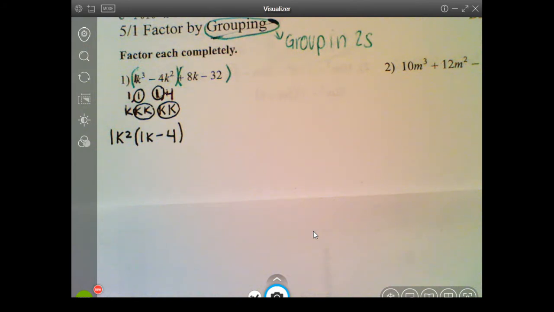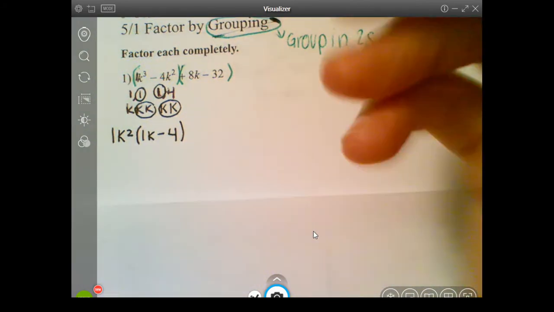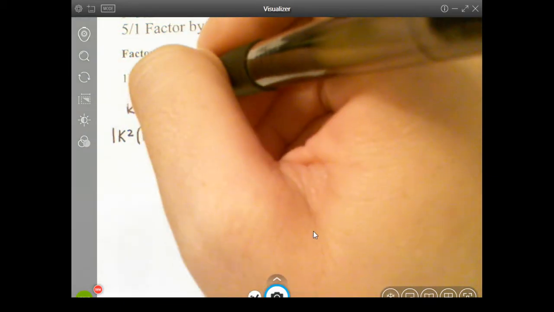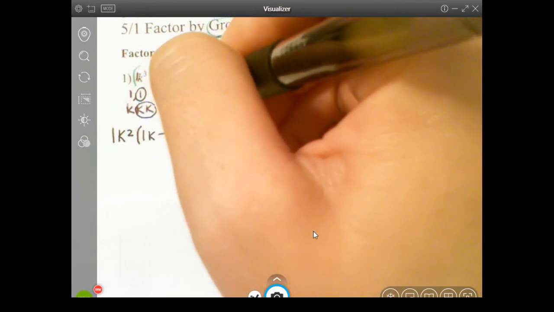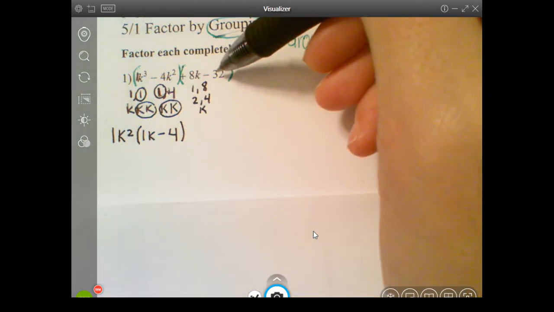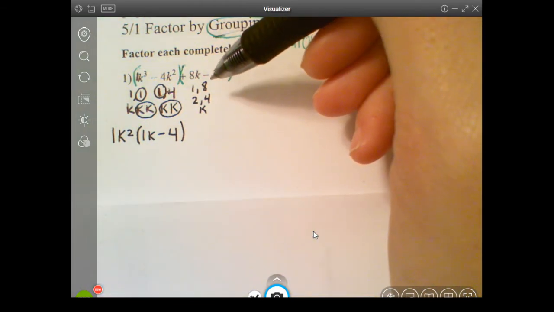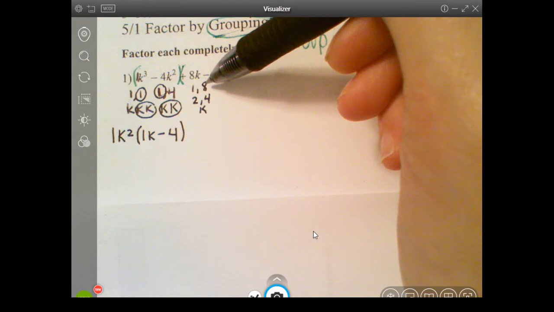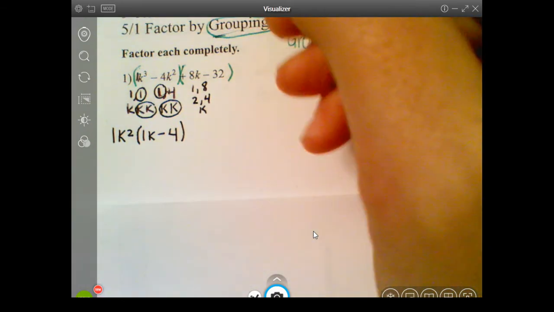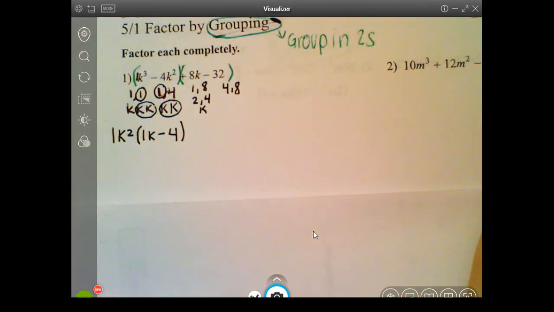I'm going to repeat that process for the next parentheses. So I'm going to start with 8. Factors of 8 are 1 and 8, and 2 and 4. And then I have a K. Now, when I go to 32, I want, remember, the greatest common factor. So I'm going to look at the biggest number over here, which is 8. Does 8 go into 32? If you try on your calculator, it does. You get 4. So I'm going to write factors 4 and 8.